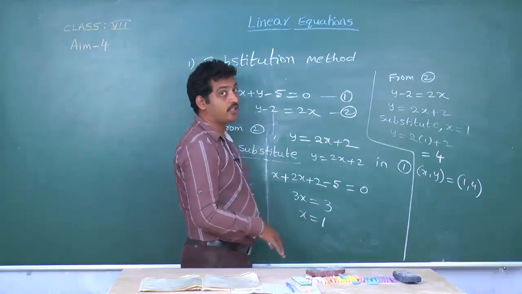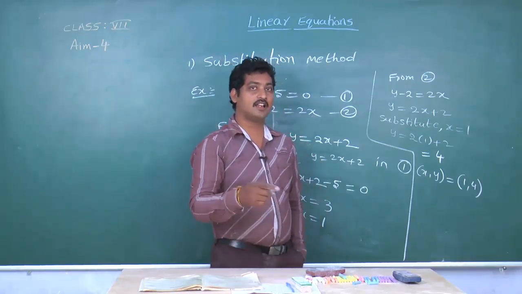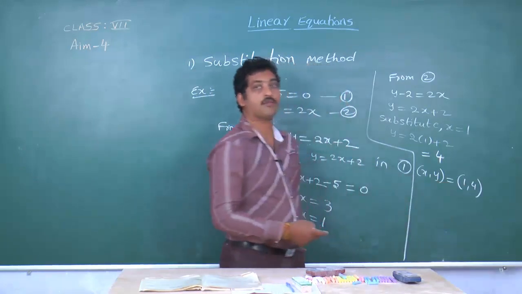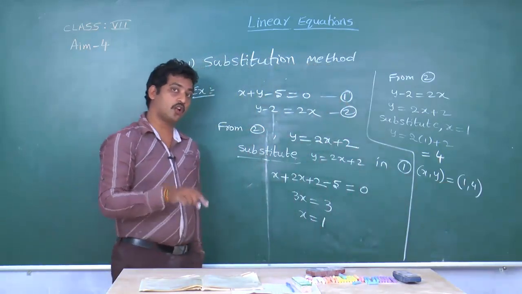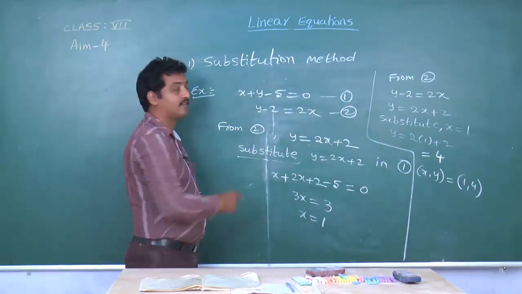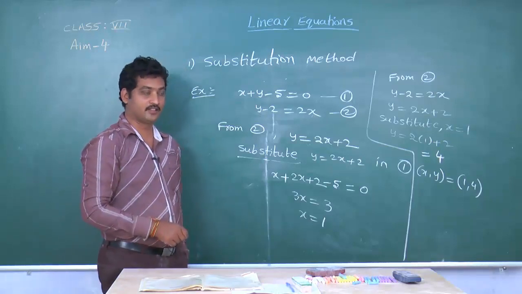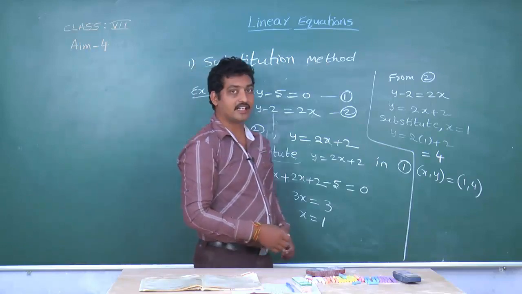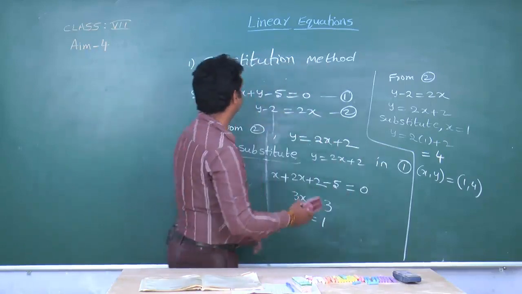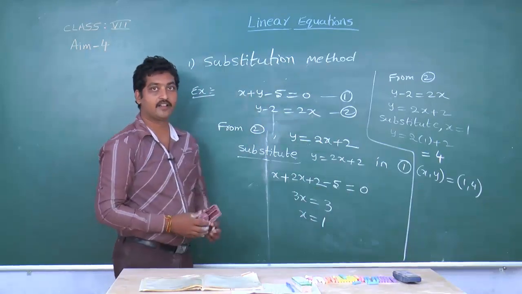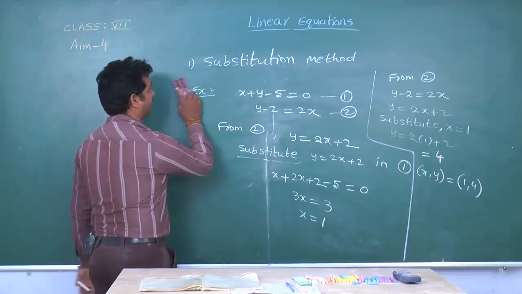Therefore, only then do we get the conclusion that the ordered pair (1, 4) is the solution of the system of simultaneous linear equations. Substitution method completed. Now come to the second method, the elimination method.